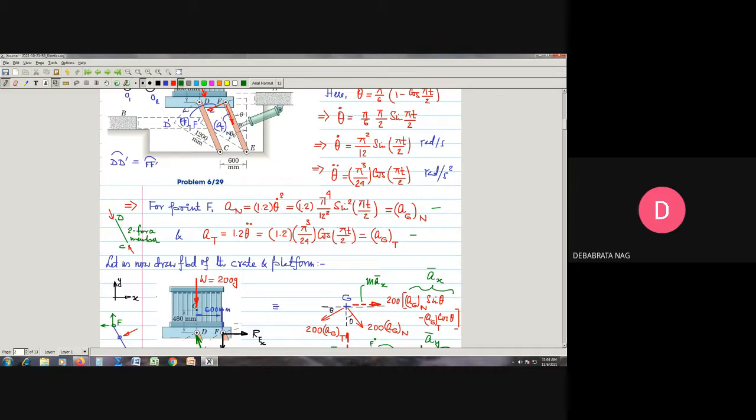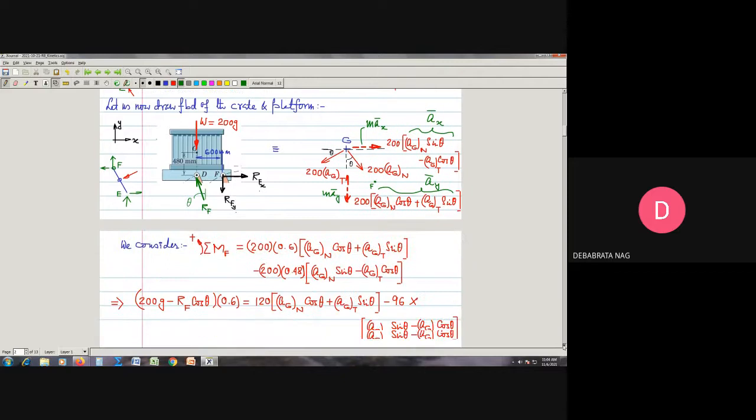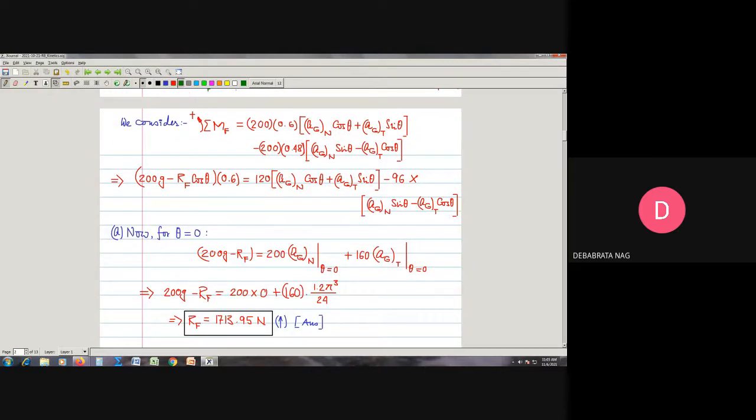Since at theta equal to 0 position, this link will be altogether vertical. Therefore, you see here that at theta equal to 0, our resultant reaction will be vertical in nature, and this will be the case. So it is 1713.95 Newton, which is going to be a little less than your 200 G. The 200 G is the total force.